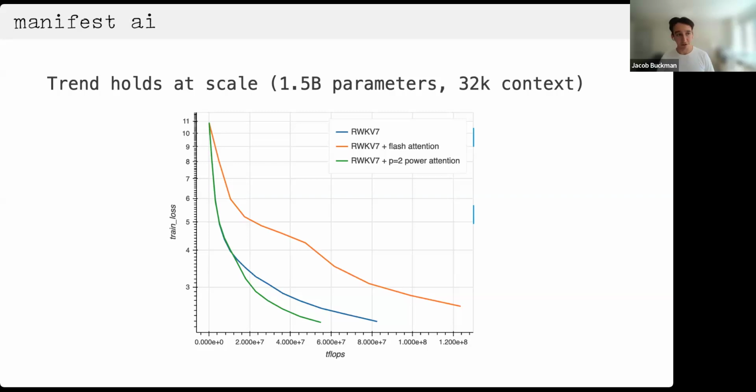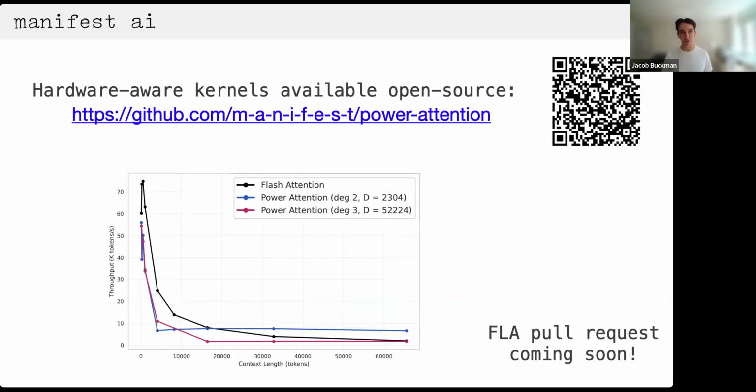Just a couple more plots I wanted to show. One is that we extended this up to larger scale, 1.5 billion parameters and 32K context, and the trends, if anything, grew stronger. Both Rock of 7 and Power Attention dominate early on because of the improved speed per update. But then Power Attention is able to itself dominate Rock of 7, because the improved state size means it's more able to utilize the full context.